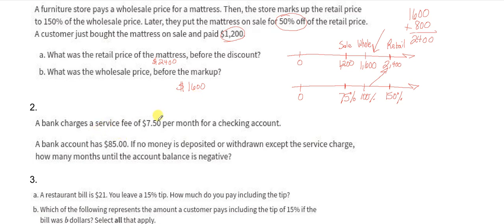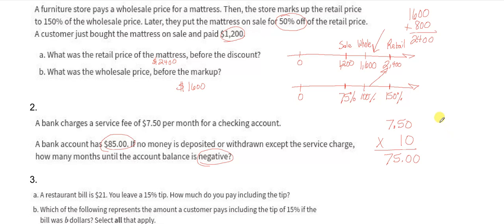A bank charges a service fee of $7.50 per month for a checking account. A bank account has $85 in it. If no money is deposited or withdrawn, except the service charges, how many months would it take to go past $85 and be negative? Okay, so that's just $7.50 happening how many times until we run out of money. So I'm going to try times 10 first, because that's $75. So 10 months, I've used $75, and that's only $10 short of what we actually have in there.